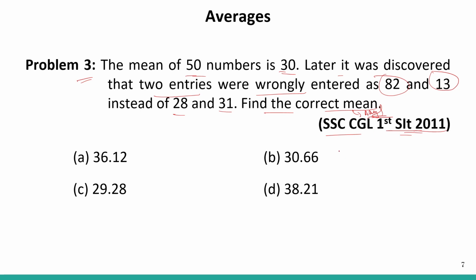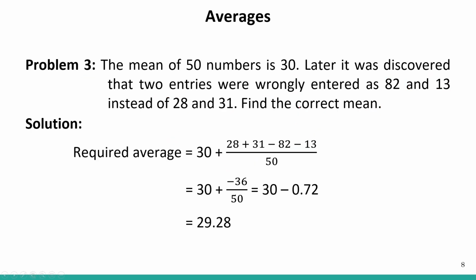So what we can do is find the cumulative sum when the entries were wrongly entered. It will be 50 into 30, which is equal to 1500. Because these numbers were wrongly entered, we can negate them from this, that is minus 82 minus 13, and enter the right terms, plus 28 plus 31. Then we divide by 50, and whatever we are left with is the actual new average. So let's go forward with the step-by-step solution.